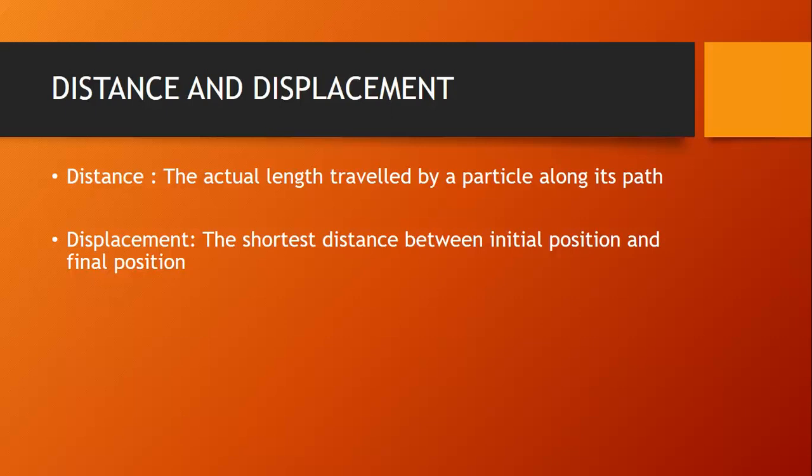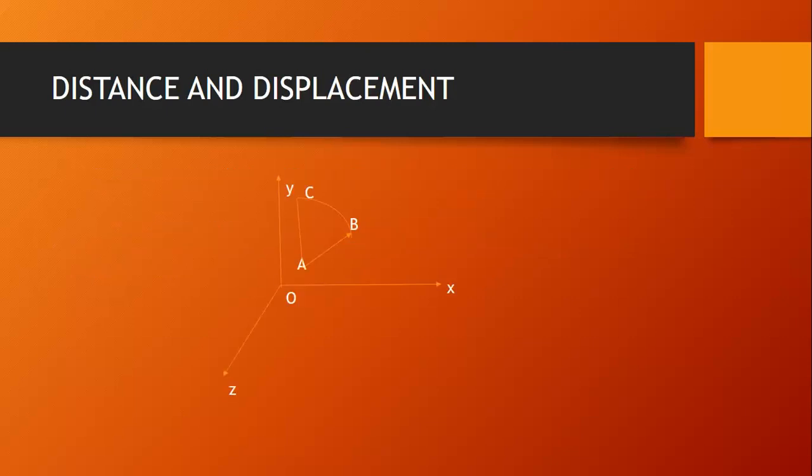Let me give one more example. Let's say a particle is moving in a coordinate system x, y, z from point A to B. Now the particle is at A at time t1 and it is at B at time t2 with respect to this frame of reference that we have taken, that is x, y, z. During this time interval t1 to t2, the particle moves along the path ACB. So here ACB is called the distance travelled by the particle.